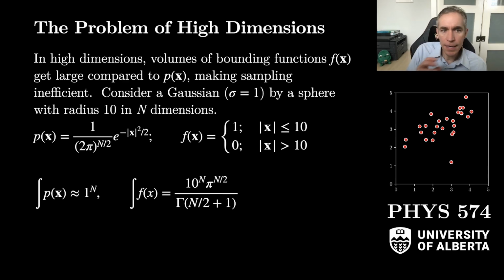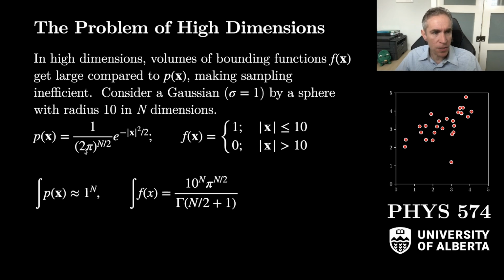Let's think about what happens when we have a Gaussian, a normal distribution with standard deviation of 1, and we want to bound it by a sphere of radius 10 in n dimensions. Now, that radius 10 sphere will bound most of the probability density function, but there's still some infinitesimally small contribution from p of x outside what is equivalently 10 sigma in this space, but we'll say it's approximately going to contain all of the PDF.